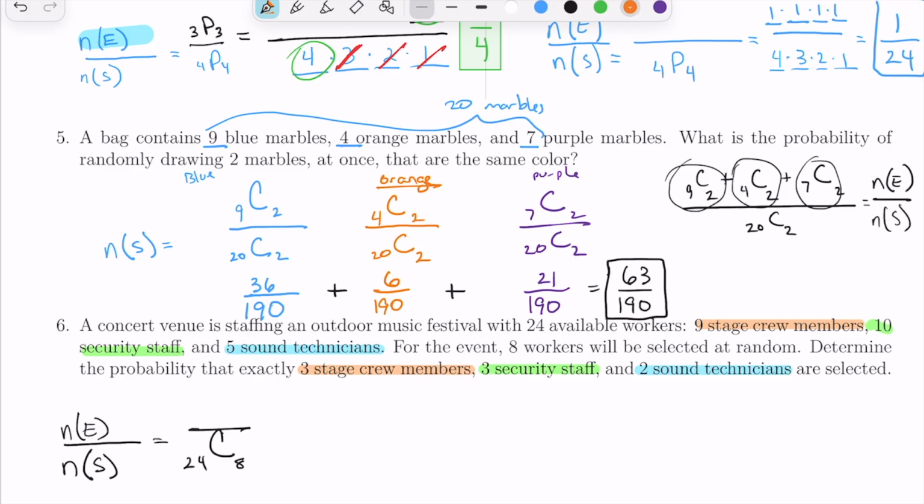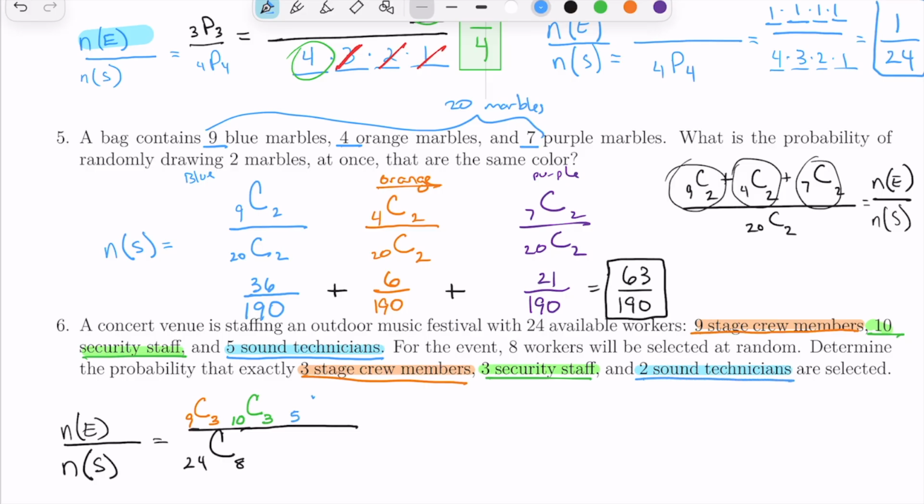So let's take these one at a time, and we'll start out with 9 stage crew members, and we want 3 of them. So that's 9C3. Next, there are 10 security staff, and we want 3 of them. So again, we want a group of 3 of them, and that's why we're using the C notation. Lastly, we're going to get our sound techs. We have 5 sound techs to choose from, and we're going to hope that we get 2 of them.